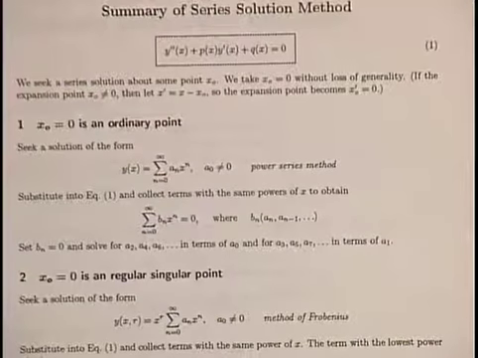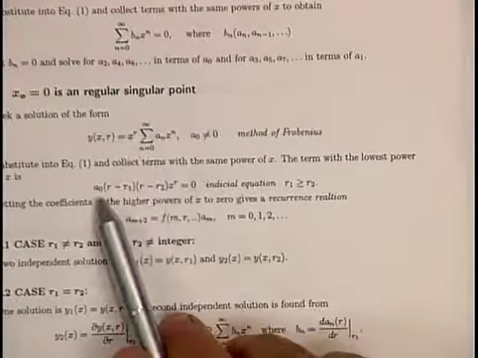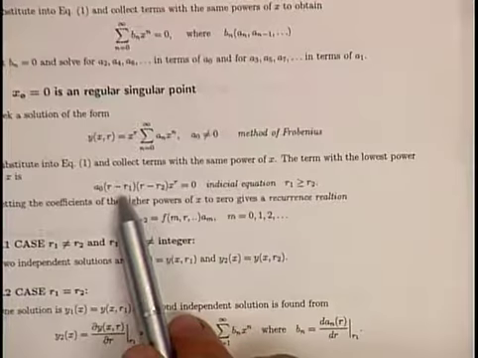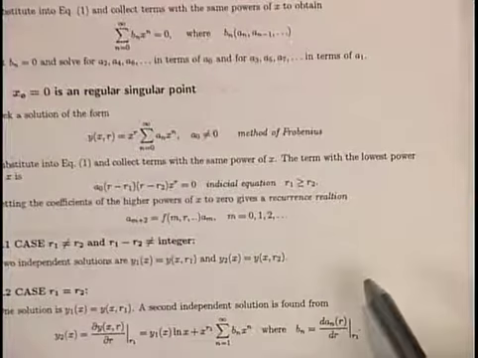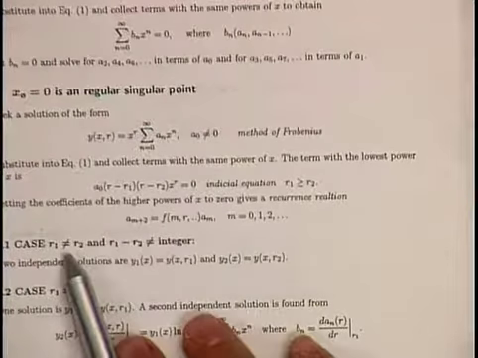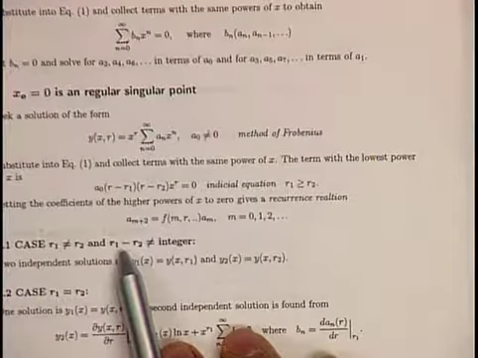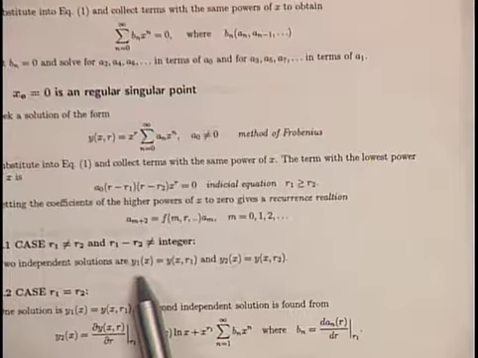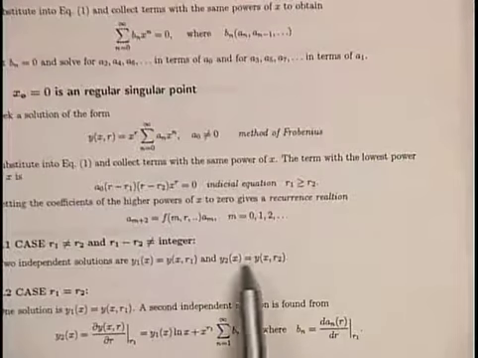We assume that a naught does not equal 0. For this case, if a naught does not equal 0, we will obtain an indicial equation that we will solve and obtain R1 and R2. And we stated that we have 3 different cases. The first case is when R1 does not equal R2, and the difference R1 minus R2 is not an integer. So we will obtain 2 linearly independent solutions, y1 of x and R1 and y2 of x and R2.